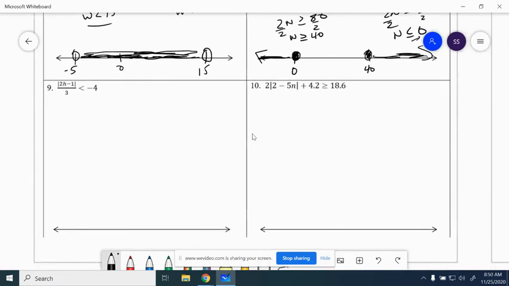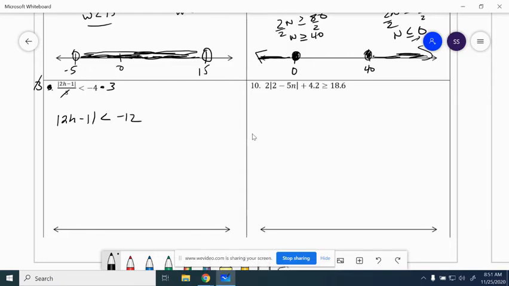Number 9. First thing I want to do is get this 3 out of the denominator. I'm going to do so by multiplying by 3, which will cancel that out. So now on this side, I'll just have 2h minus 1. And if I do it to one side, I got to do it to the other. Multiply this by 3, we get negative 12.